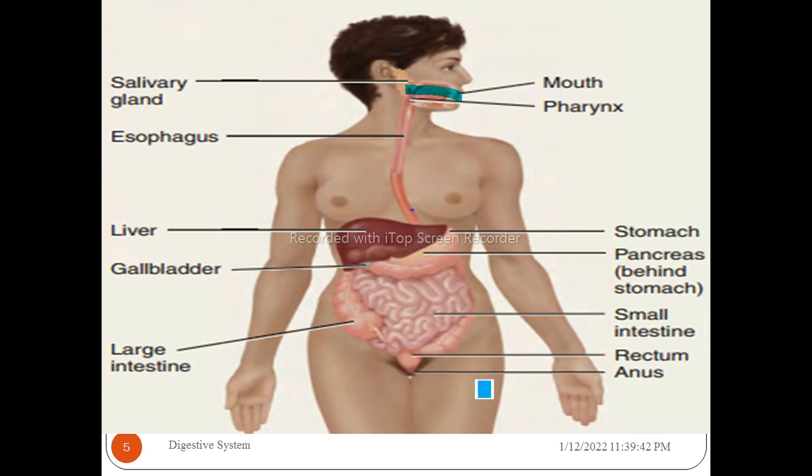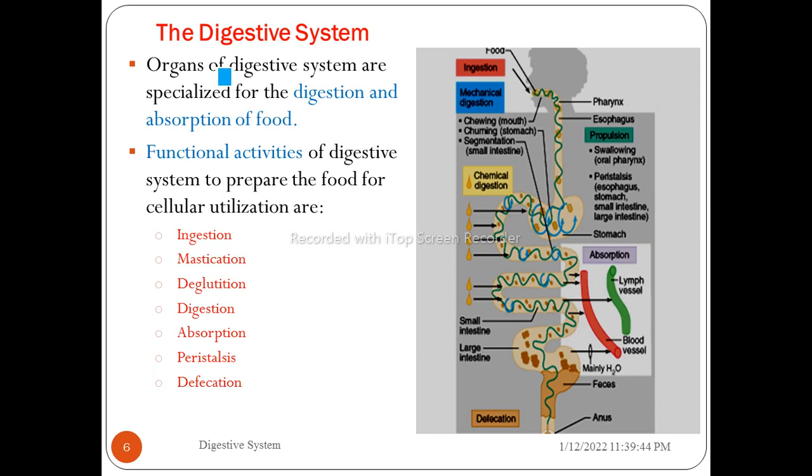And this is all about the digestive system. The organs of the digestive system are specialized for digestion and absorption of food. They are specialized. The functional activities of the digestive system prepare the food for cellular utilization.